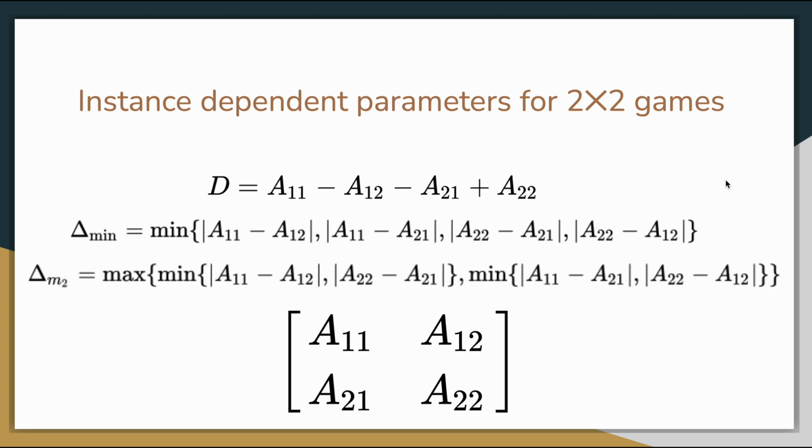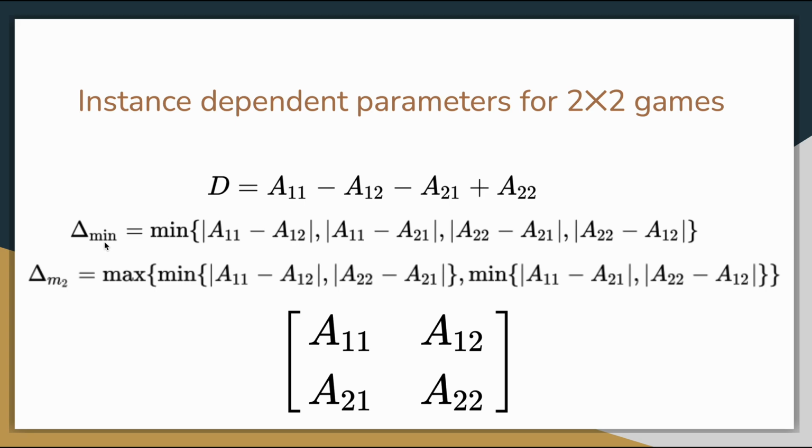Towards that, we define a few instance-dependent parameters for 2 by 2 games. First is a parameter which we call D. It is the sum of the diagonal elements and the difference of both of them. Precisely, it will be a11 minus a12 minus a21 plus a22. So, the sum of these two and then the difference of them.